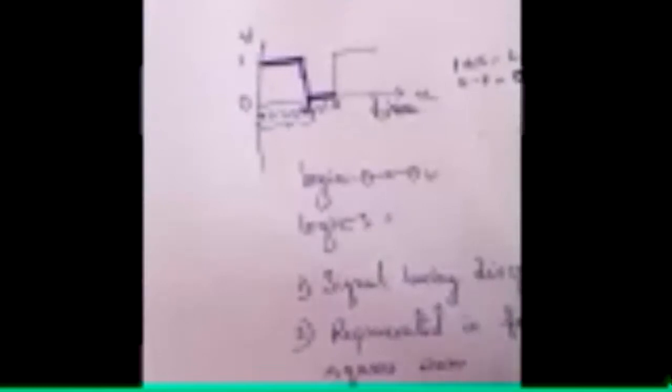Is it clear? Then from 1 to 5 seconds our voltage is 1 volt. From 5 to 8 seconds our voltage is 0 volt. Clear? Again, from 8 to something like 12, our voltage is again 1 volt.